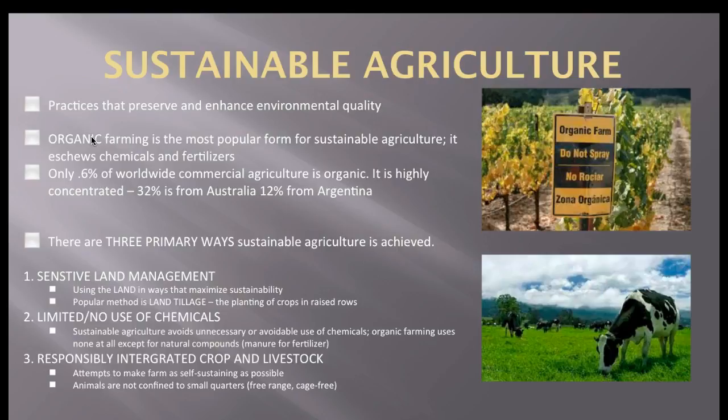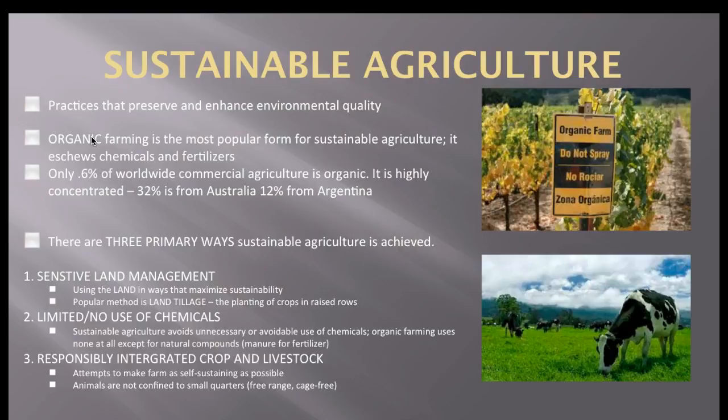The second way is limited to no use of chemicals. Pretty common when it comes to organic. This is what you want to think about: not using those chemicals. Try to avoid getting them on your crops and then also on the earth around it, because it might dry it out. It might make the soil unnutritious for the crops that are being grown there.